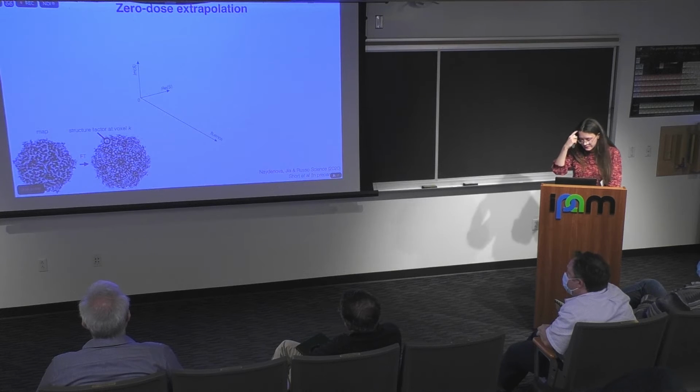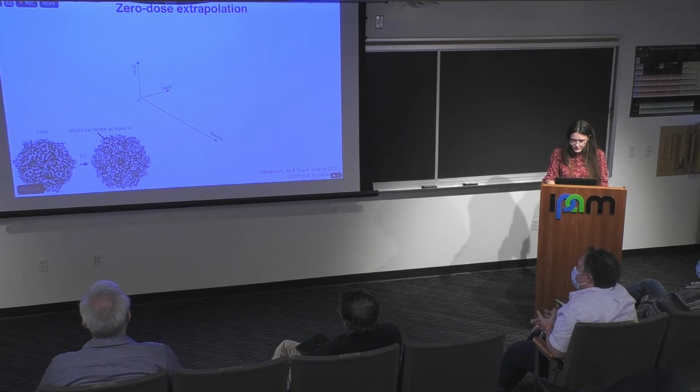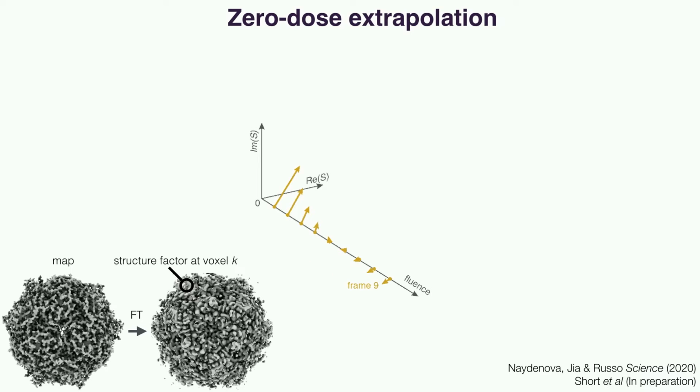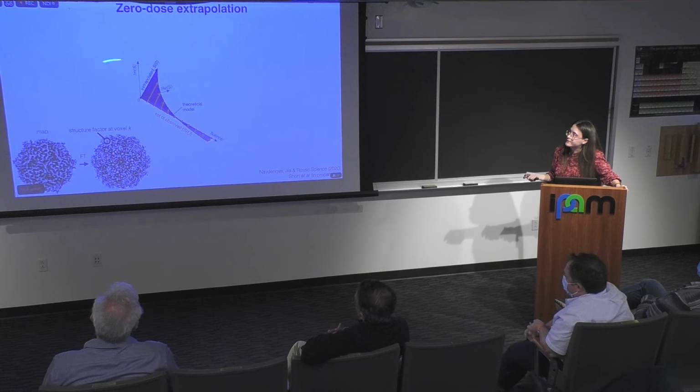So here is the alternative approach. We watch the structure factor in a certain voxel change with fluence, and then we have a theoretical model. We fit this model to this decay, and we calculate the value of the structure factor at zero fluence by extrapolation. In a way, the structure factor is a complex number, so that's why we visualize this as these arrows in the real imaginary plane.